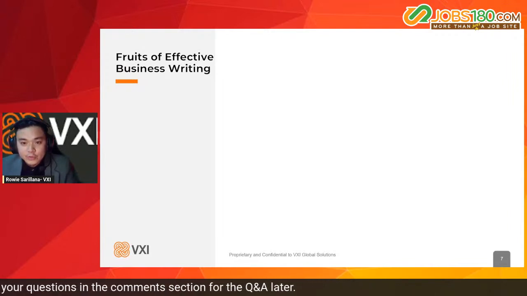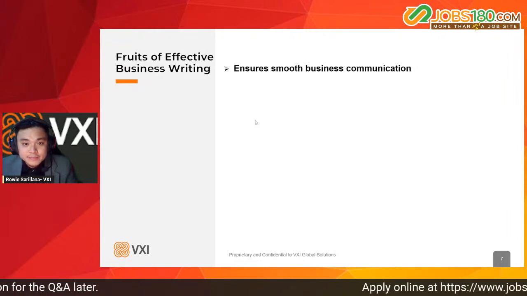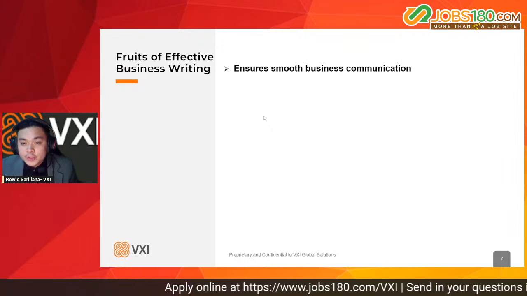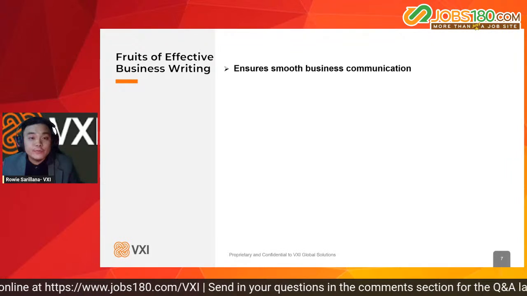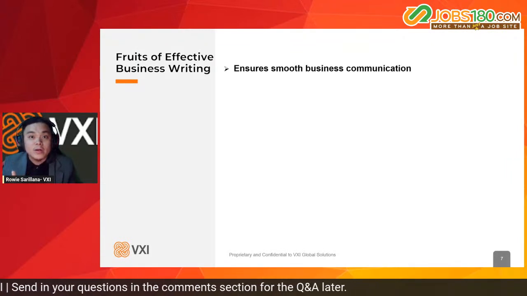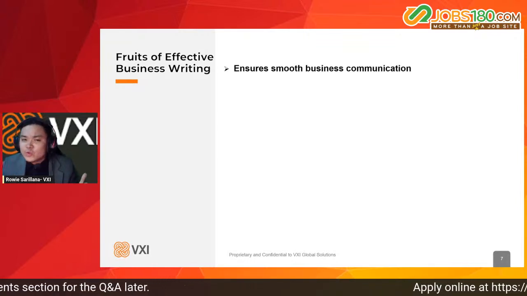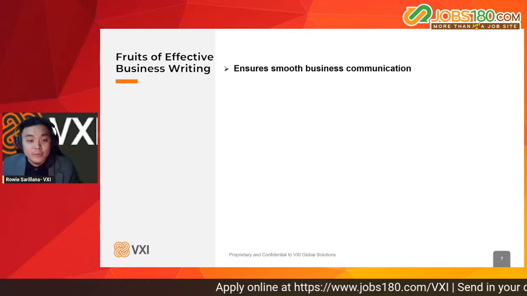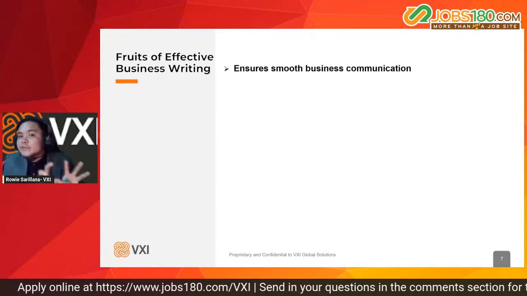So first one, guys, is it ensures smooth business communication. All right. Because in a team, guys, whether you like it or not, even if you are introverted, you would have to work as part of a team. There's no such thing as a one man team, guys, in a company. All right. That's why a company grows because it has a lot of people. Those people, even if they are from different departments, they have one goal, and that's being part of the team, guys.